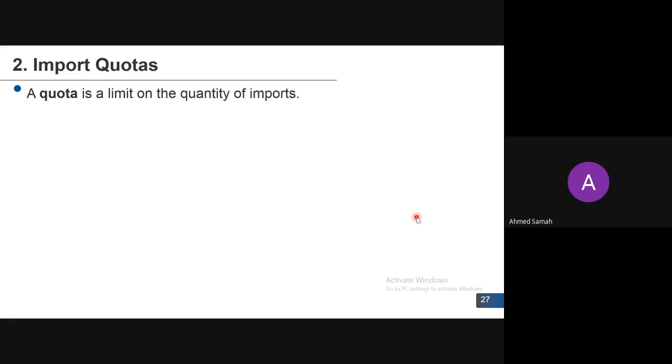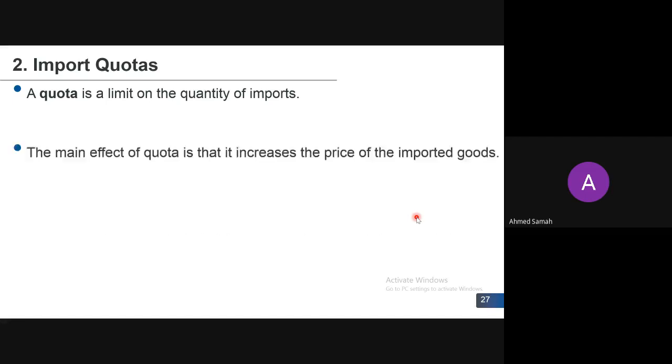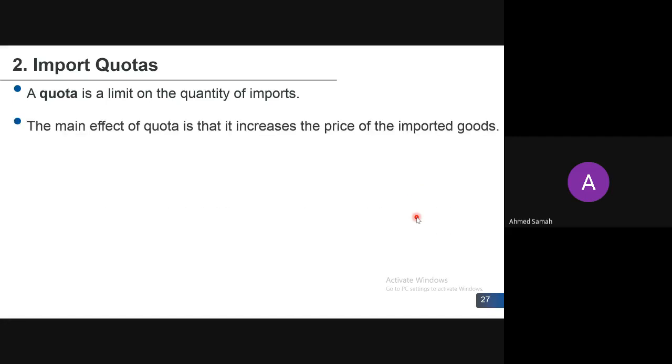1000 cars. So that is one example of a quota. So the main effect of the quota is that it increases the price of the imported goods.